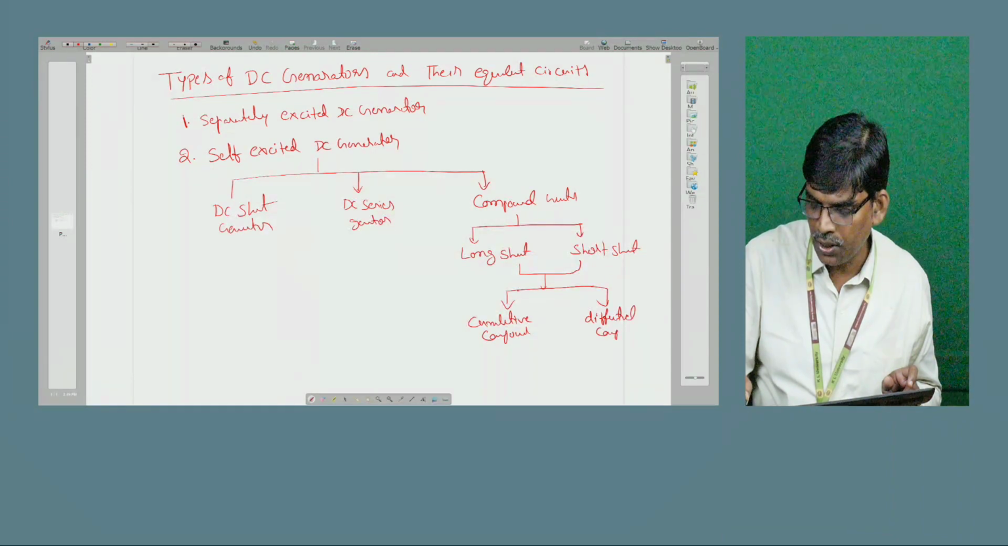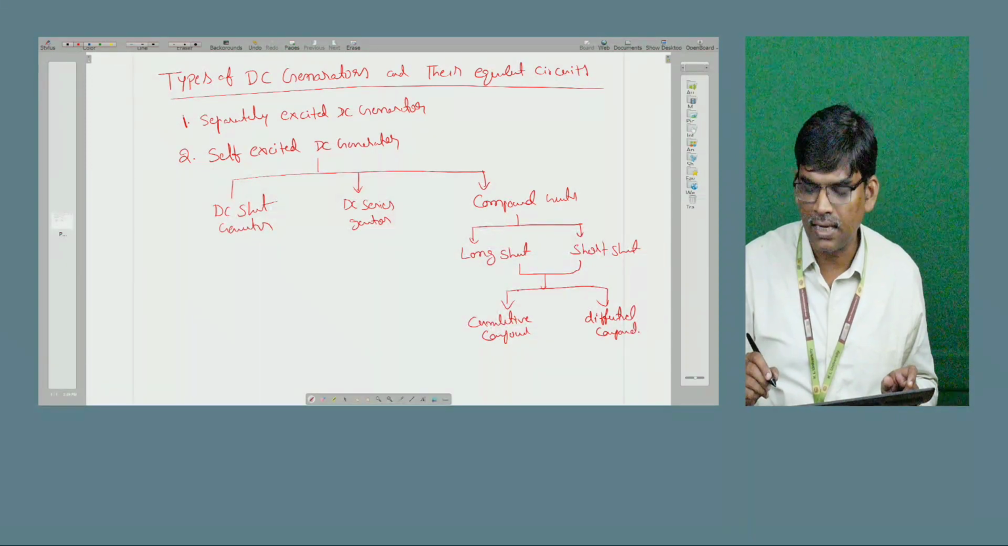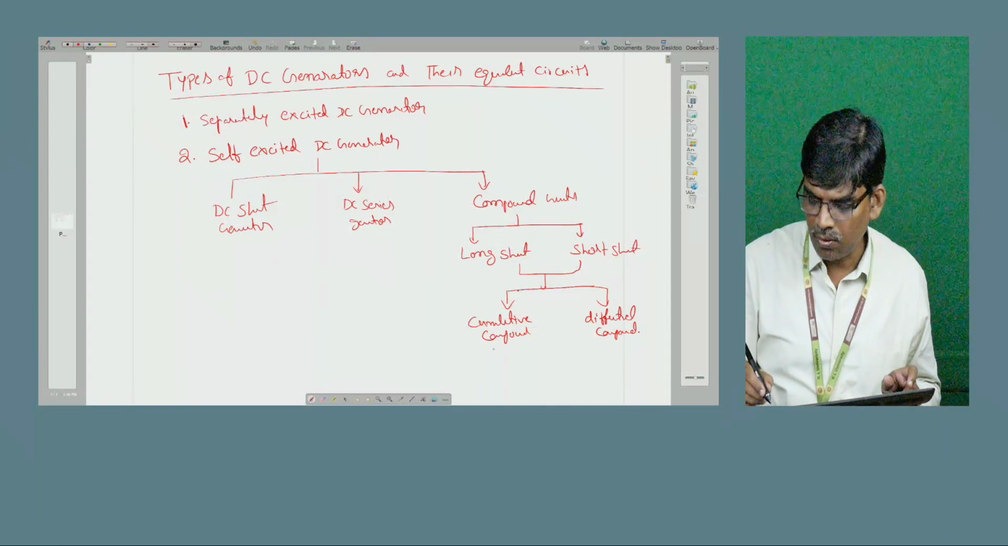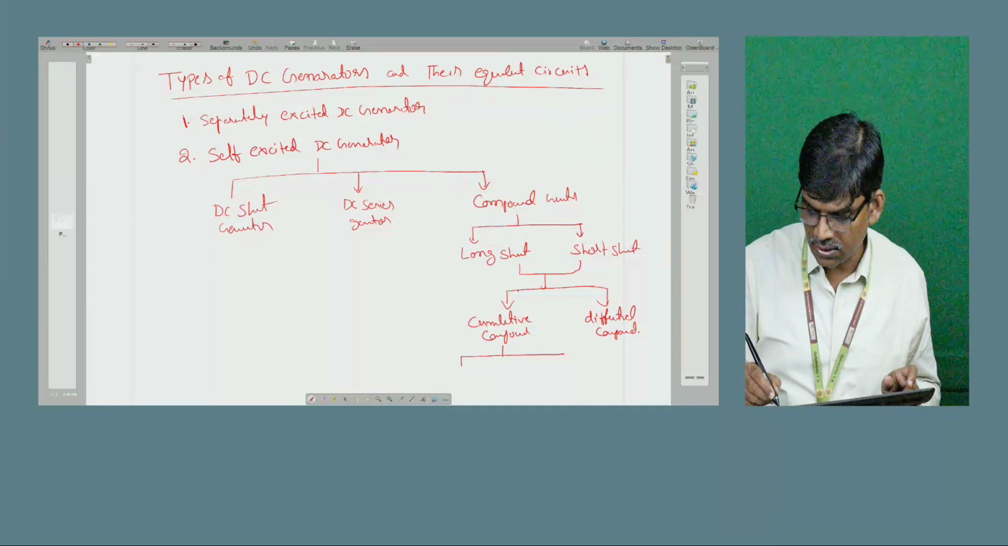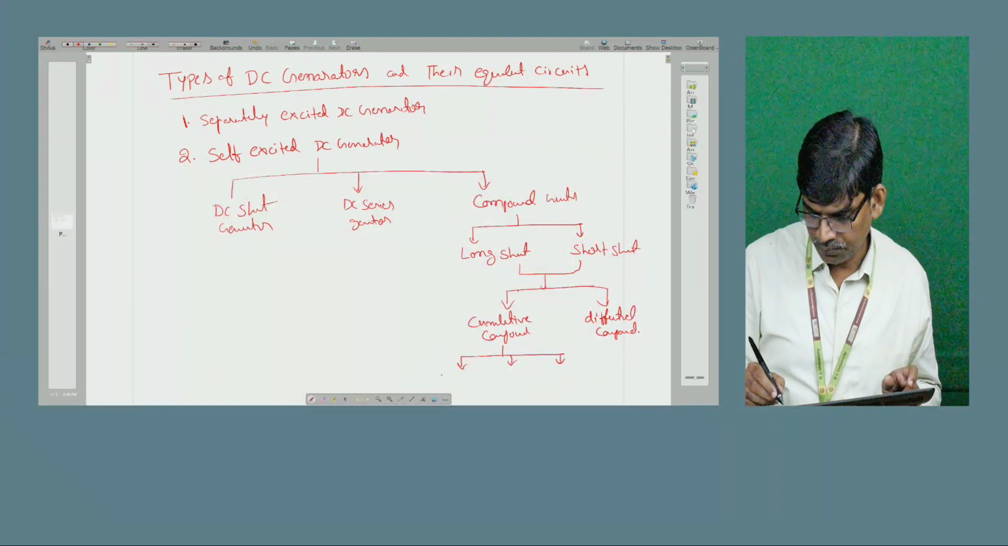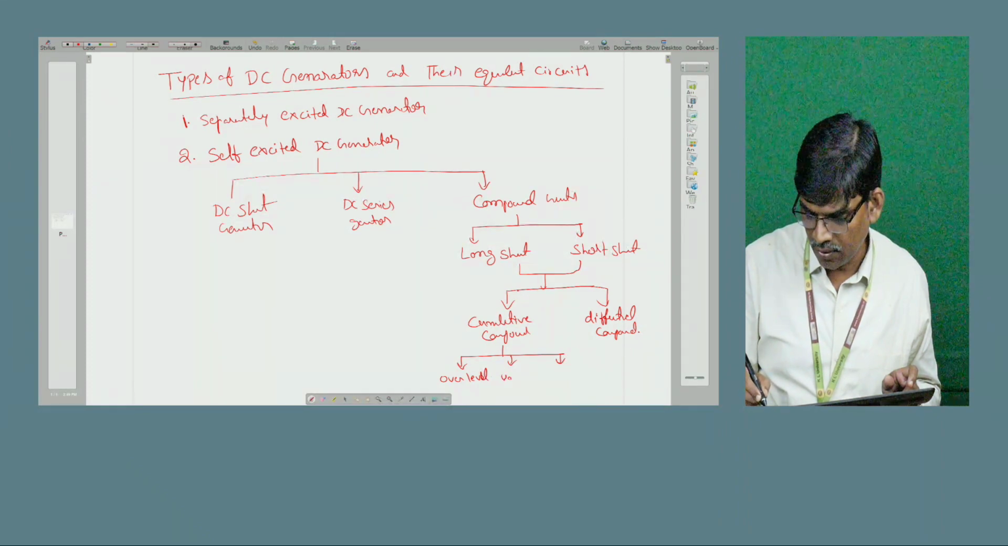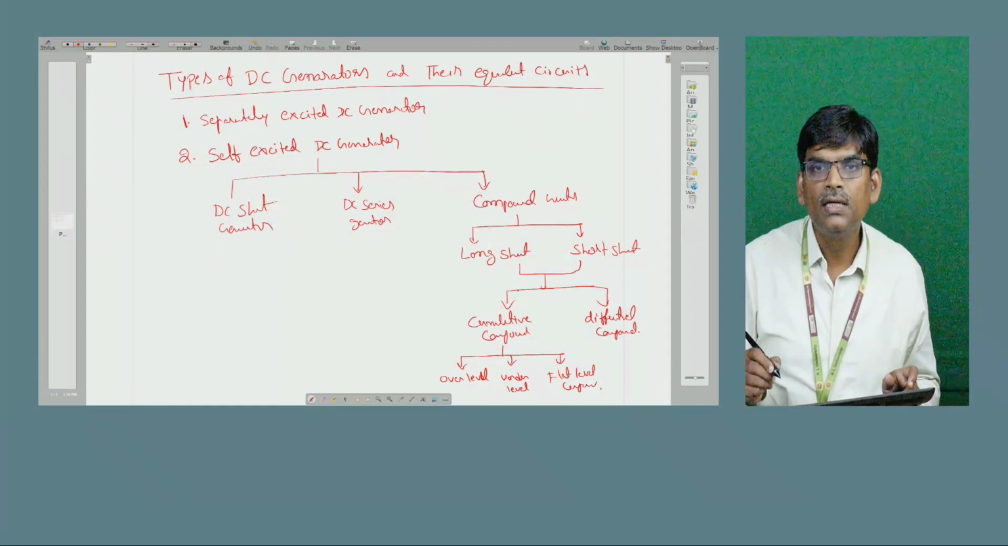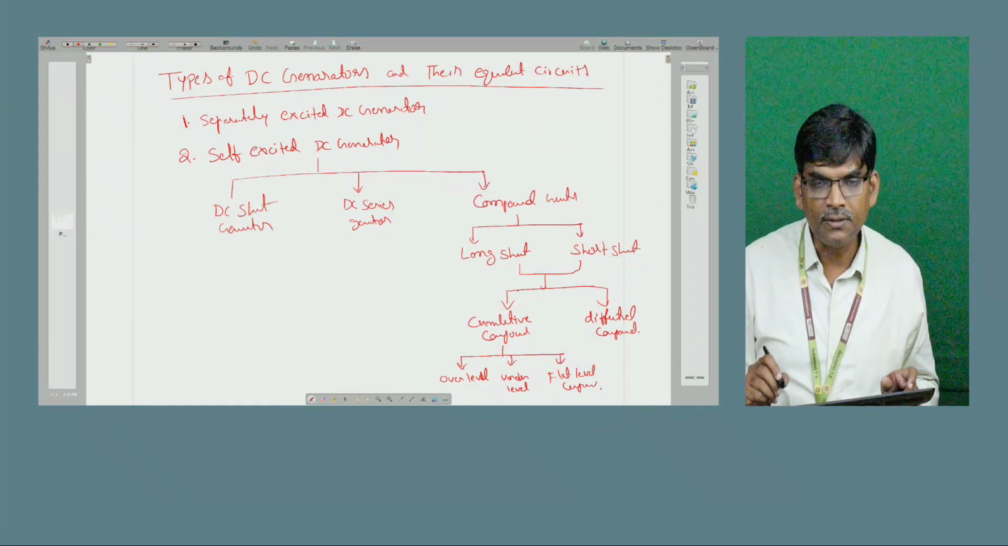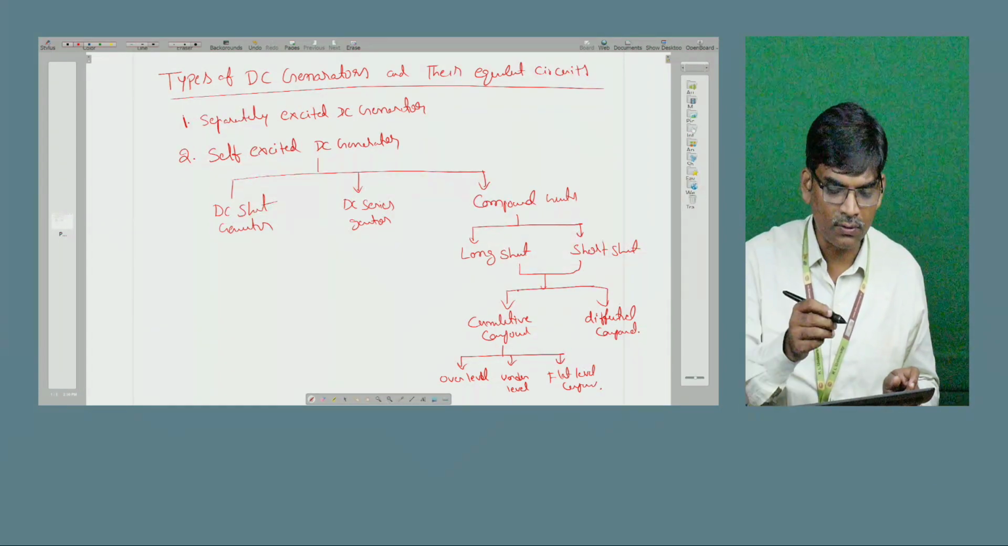Whether it is cumulative or differential is decided by their characteristics. Even the cumulative compound, based on the characteristics, can be classified into three types: over level, under level, or flat level compound generators. This is the classification, but I want to explain it one by one now.